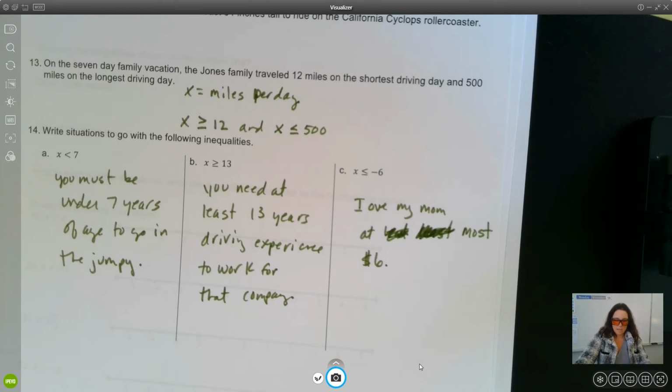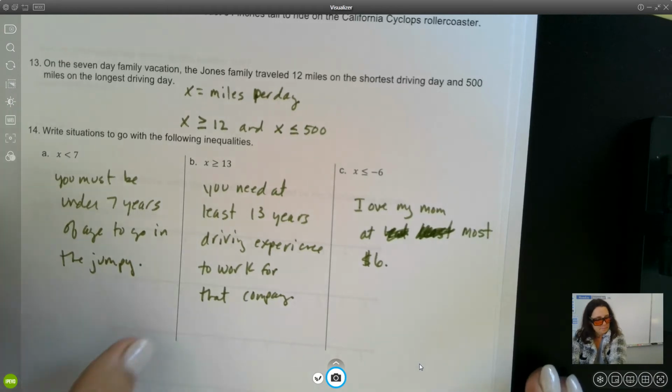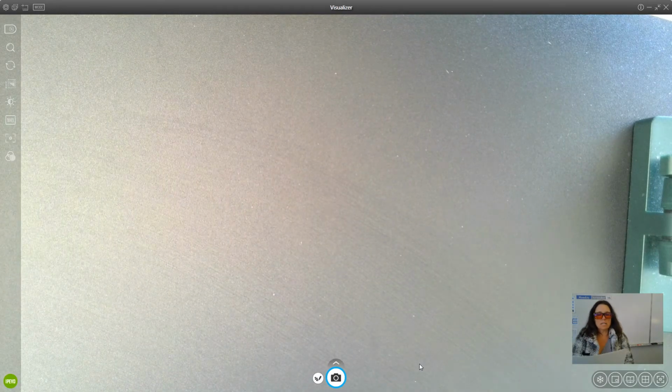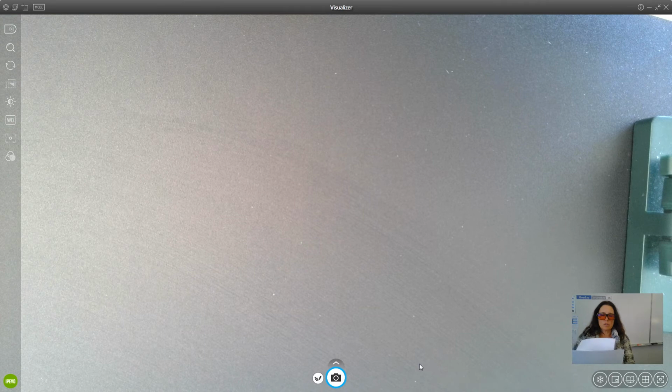Another one I made a mistake on when I originally did this. Fix it. There we go. All right, something a little different. Next page.